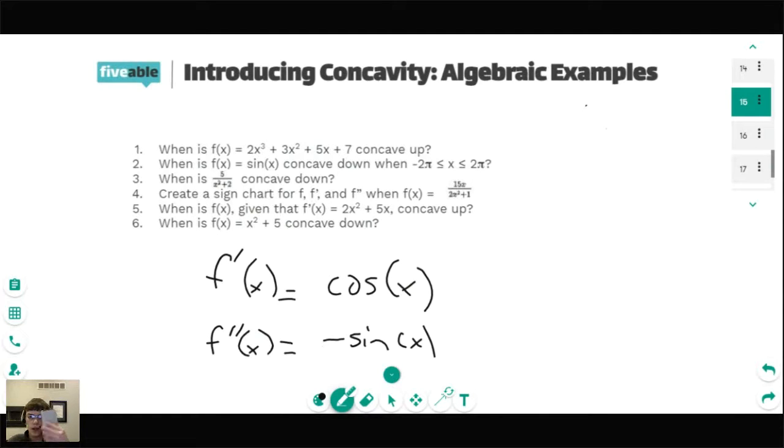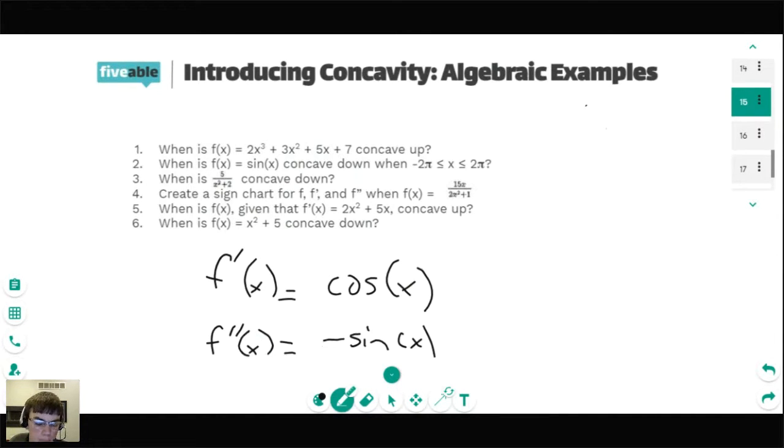So for this one, I'm just going to use my TI-84 calculator, because it's way easier to just let the calculator solve it. So if I input negative sine x and I go to a table and I make my increment 0.5 pi, we'll look at where it changes sign between negative 2 pi and 2 pi.